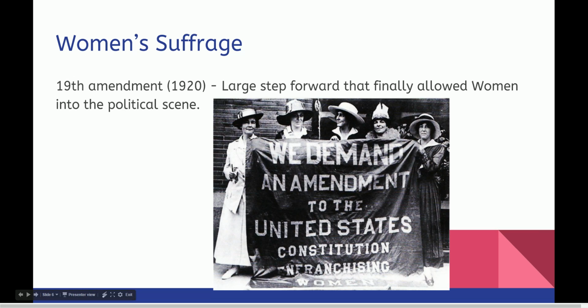After almost 60 years, another group was allowed to join voters in America. The women's suffrage movement had been long and hard fought for, and finally in 1920 it was granted.